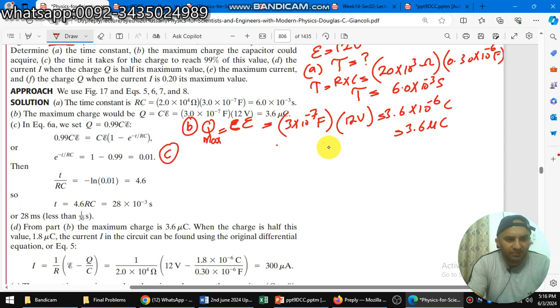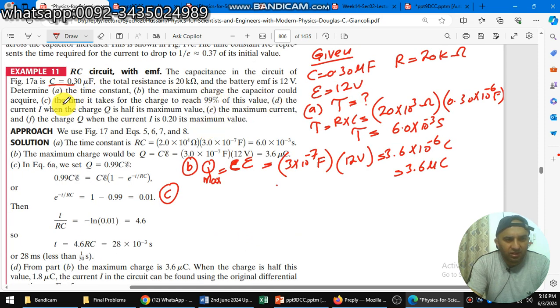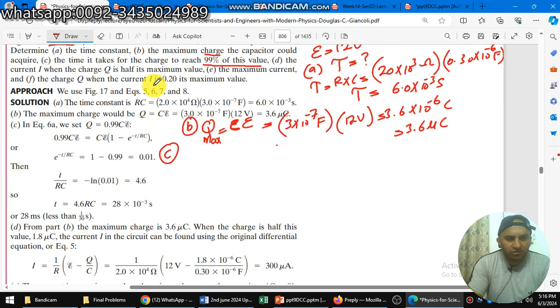Okay, for part C, the time it takes for the charge to reach 99% of this value. So we need to find the time at which the charge Q is equal to 99% of the maximum charge. So Q is equal to 0.99 times the total charge, and the total charge is Q maximum, which is equal to CE. So Q is equal to 0.99 CE.